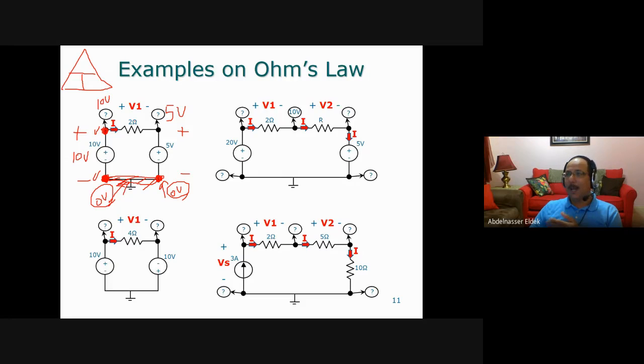But now I can use Ohm's law. Why? Because I know V1 now. What is the value of V1? V1 is the positive side. This positive side is 10. Negative side is 5. So V1 equals 10 minus 5, which is 5 volt.